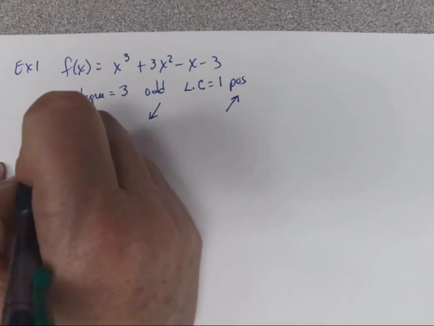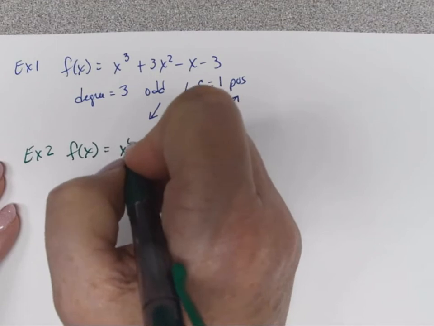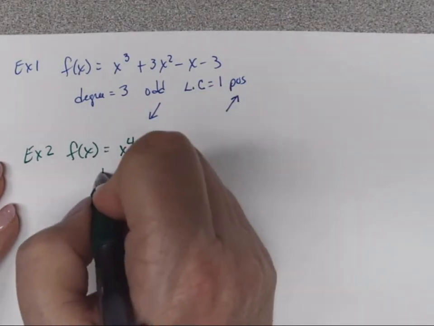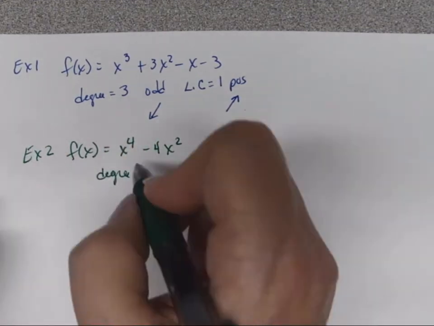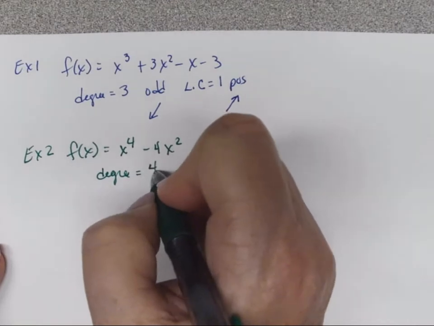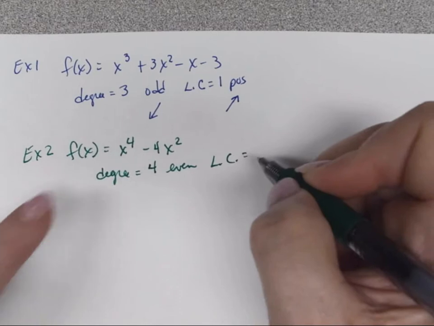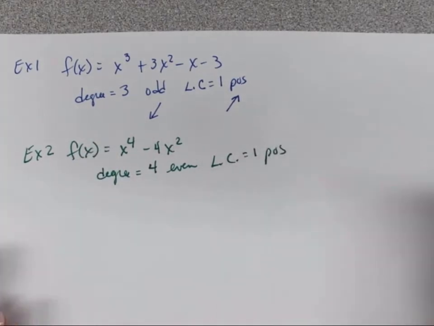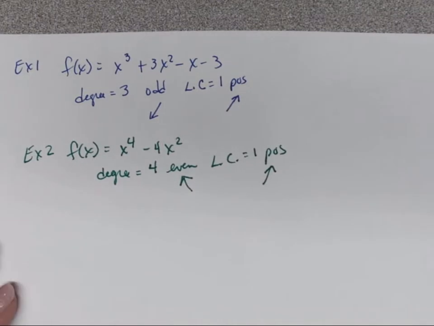So example 2. If we're looking at f of x is equal to x to the 4th minus 4x squared, we're looking for the degree. The highest degree is 4, which we care that it is even, and the leading coefficient again is a 1, because if we don't see another number, it's always 1, and we care that it is positive. Because it's positive, it goes up. Because it's even, it goes the same way, so it's also up.